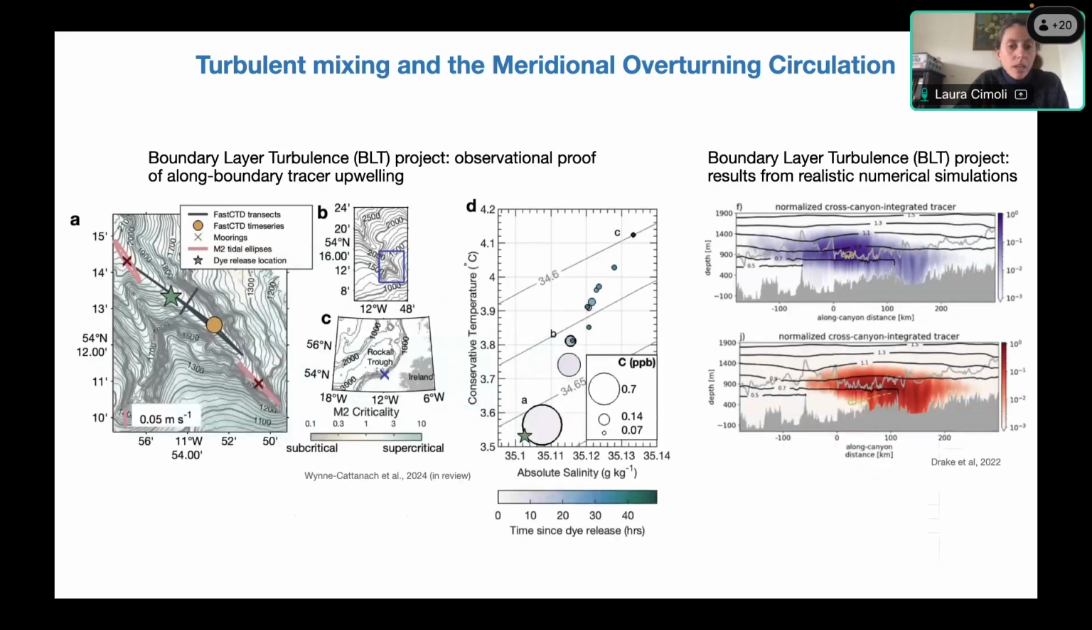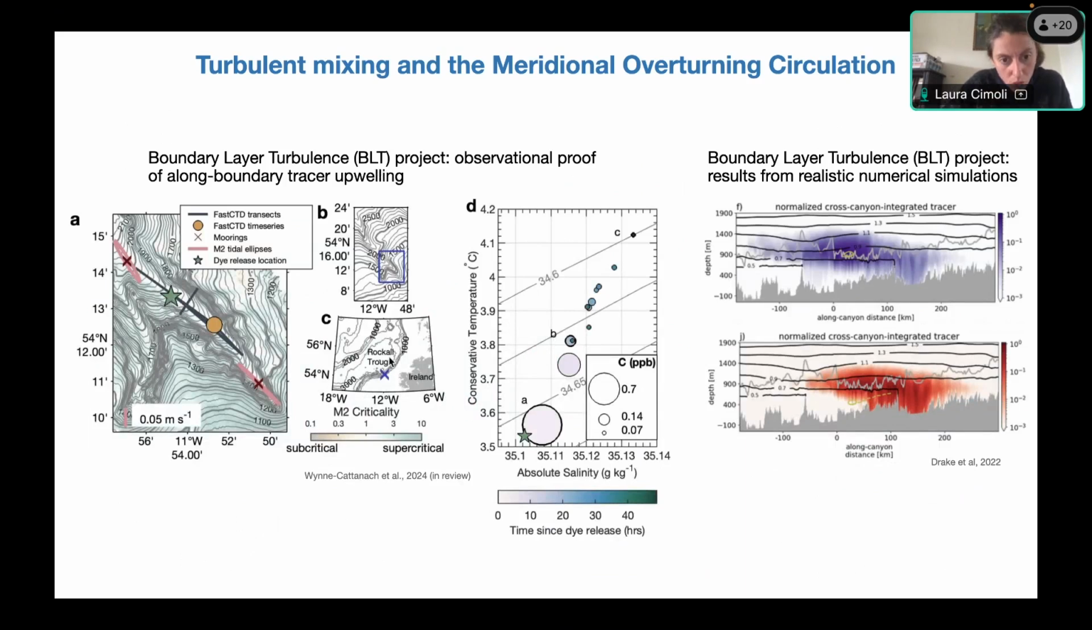And one last thing quickly on this topic: there was a recent field work that was the first observational proof of this along-boundary upwelling. This was the Boundary Layer Turbulence project. What they did, among other things, is inject a dye in this trough area.